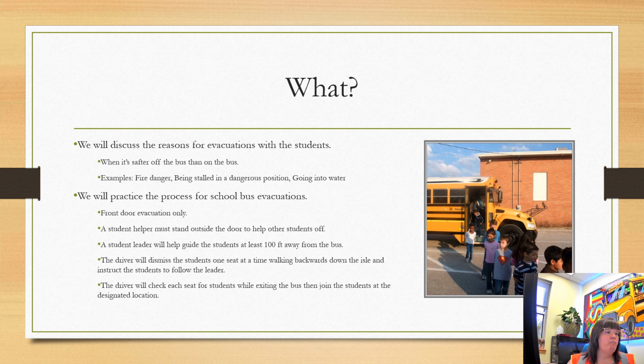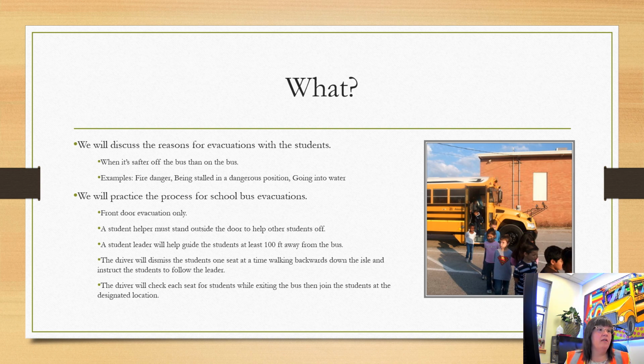So each bus should have a helper and a leader. Choose older students or more responsible students. You might have a third grader that's a lot more responsible than the fifth grader, and that's okay. So your student helper should stand outside the door to help the other students off the bus, and then your student leader will help guide the students at least 100 feet from the bus.